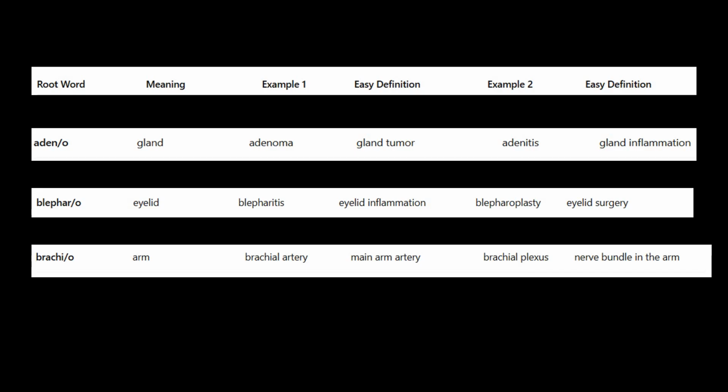Now the third root word is brachi or brachio, which is related to arm. If something is related to arm, then in that case we will use brachi or brachio. For example, brachial artery. Brachial artery means main arm artery. Here we are denoting main arm, and for that purpose you can see it contains brachi or brachio. Likewise we have brachial plexus. Brachial plexus means nerve bundle in the arm. If there is a nerve bundle in an arm, then we will denote this with the term brachial plexus. Okay, fine.